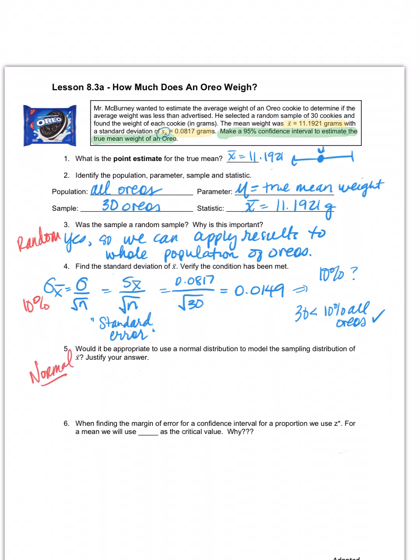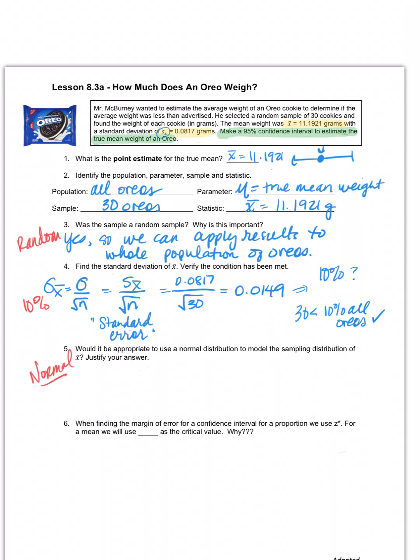And these will become very repetitive as the course continues. Would it be appropriate to use normal to model the sampling distribution of X bars? Justify your answer. All right. Do you remember how to decide if it's normal, if it's a mean? What was that called? Central limit theorem or something? Central limit theorem. Large counts is the np greater than 10 thing. That one only applies to proportions. Means is central limit theorem.